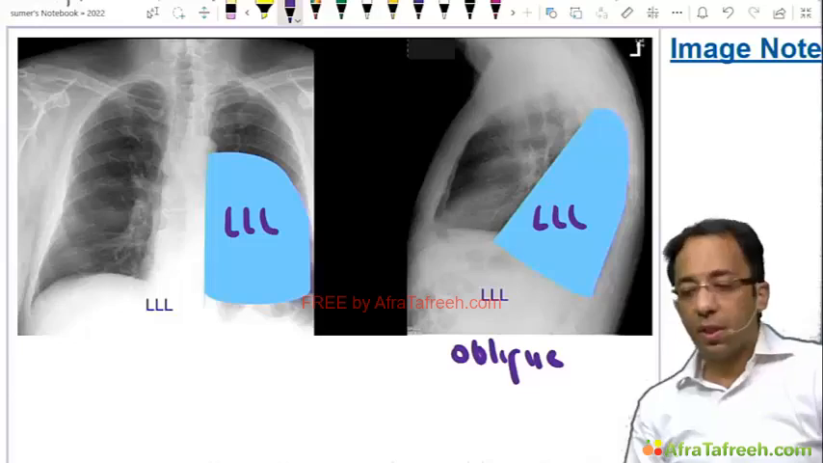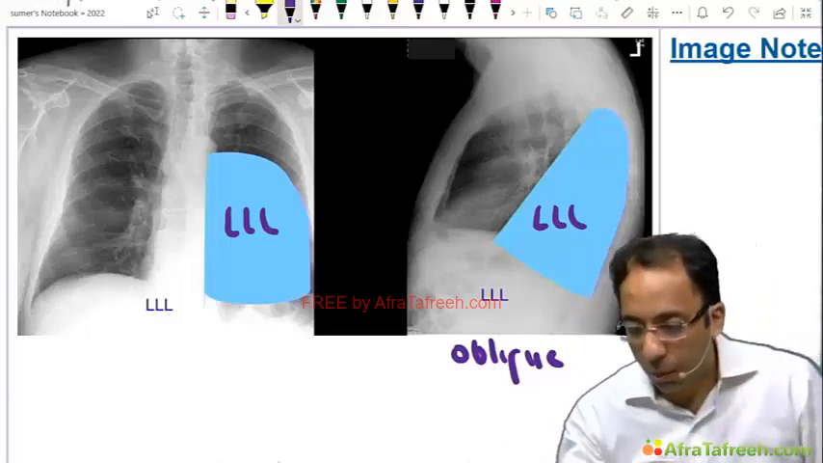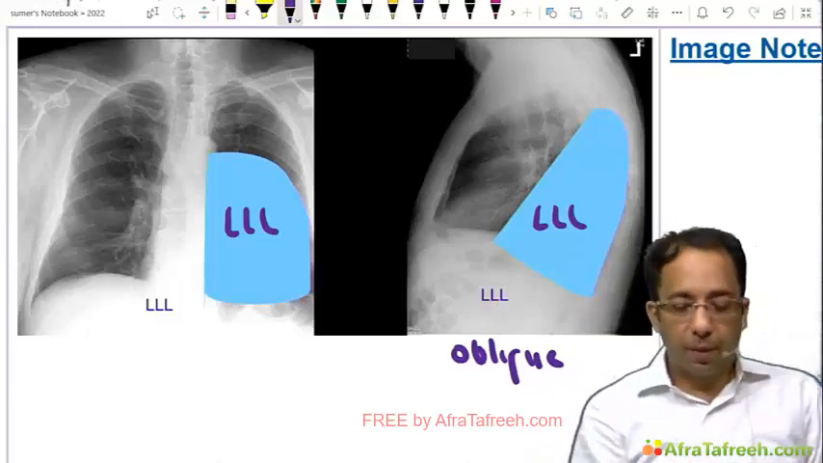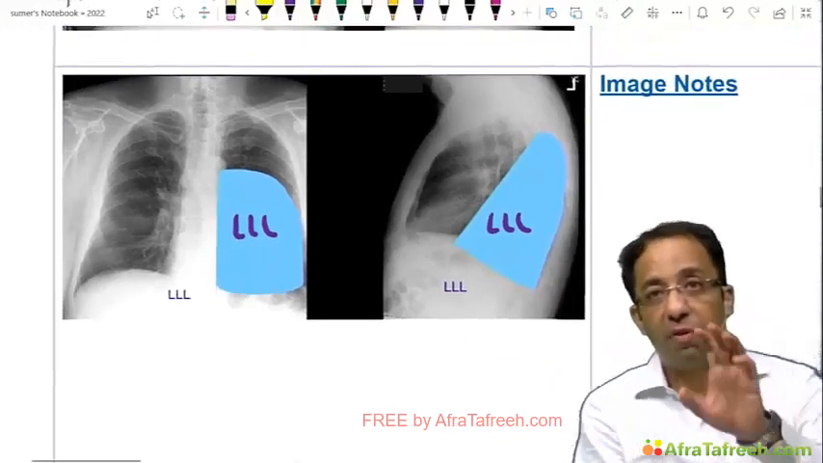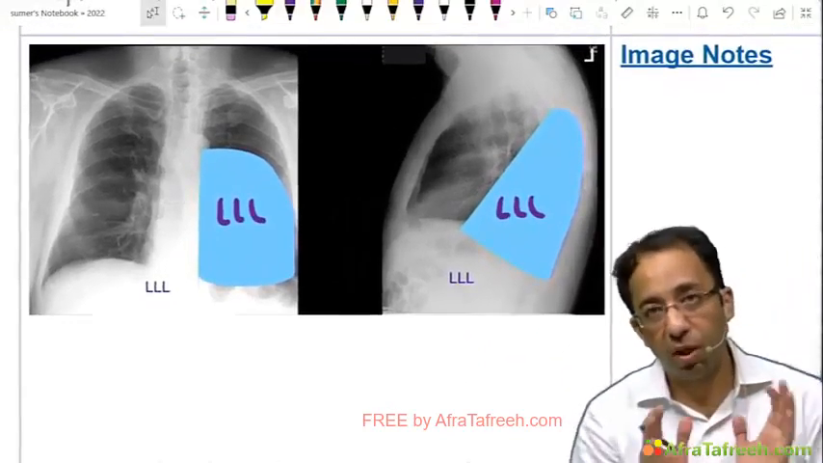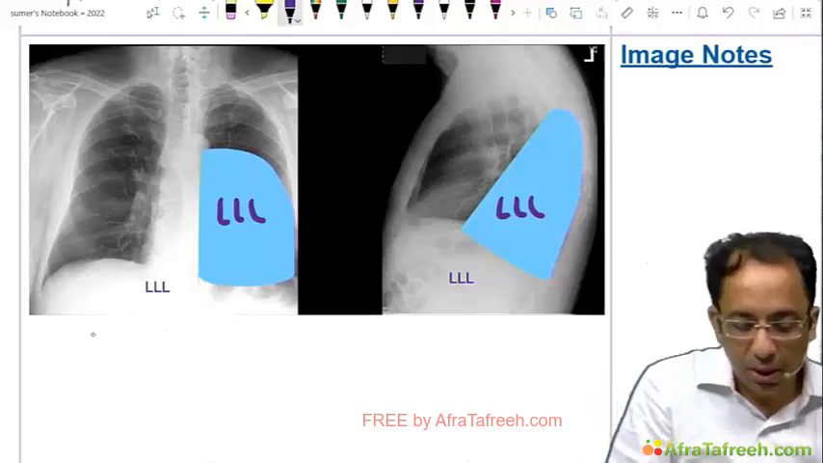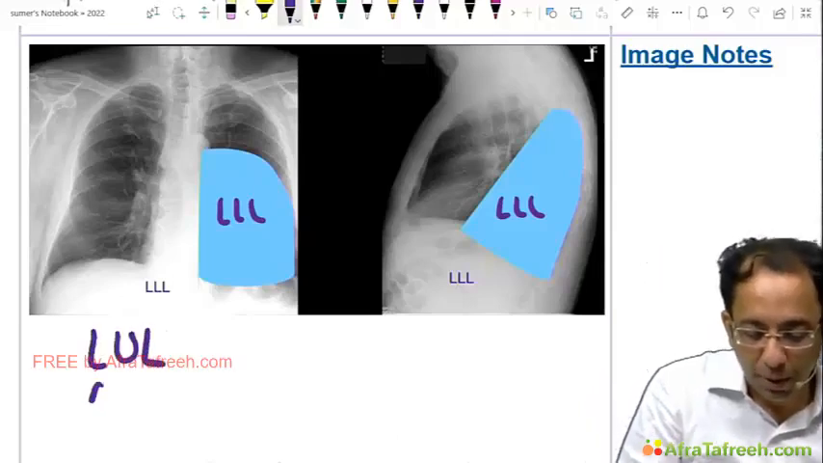Everybody understands? Okay. Now my question to all of you is, imagine, this is a very difficult question. I need your full focus. Very difficult question. Let's see if you can answer. Somebody has left upper lobe collapse. What will happen?